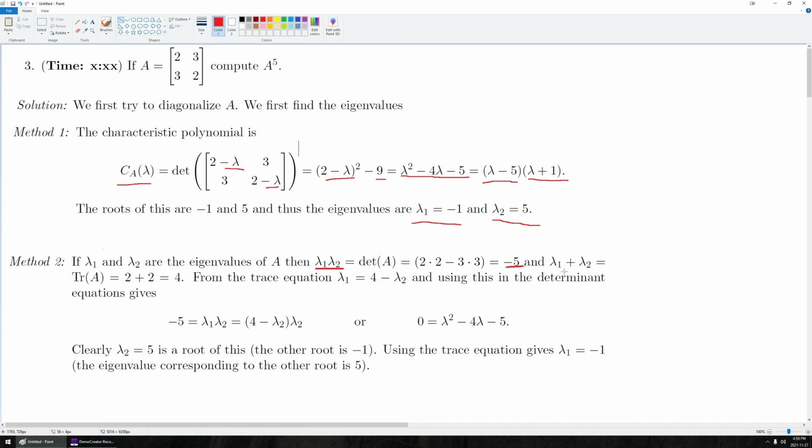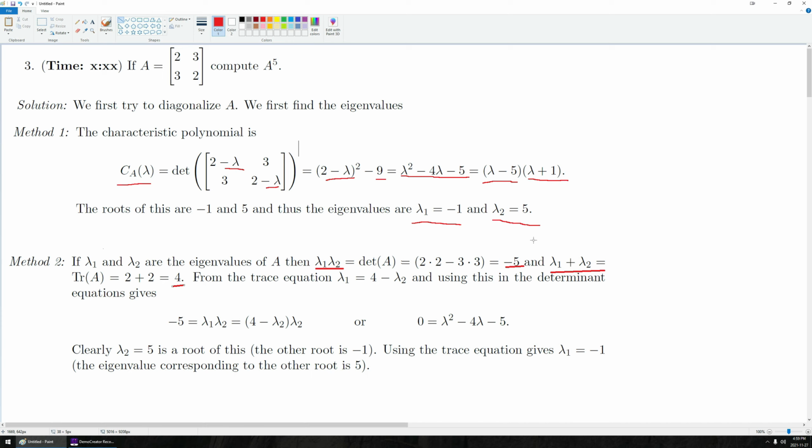Next, I know the trace is just the sum of the eigenvalues, so lambda 1 plus lambda 2 is the trace, but this is the same thing as the sum of the diagonal entries of A. So the trace is 2 plus 2, or simply 4. So here I know lambda 1 plus lambda 2 is equal to 4. This gives me two equations that I can try to use to solve for lambda 1 and lambda 2.